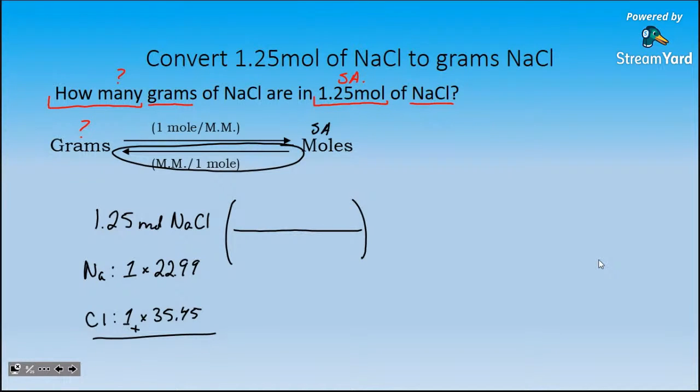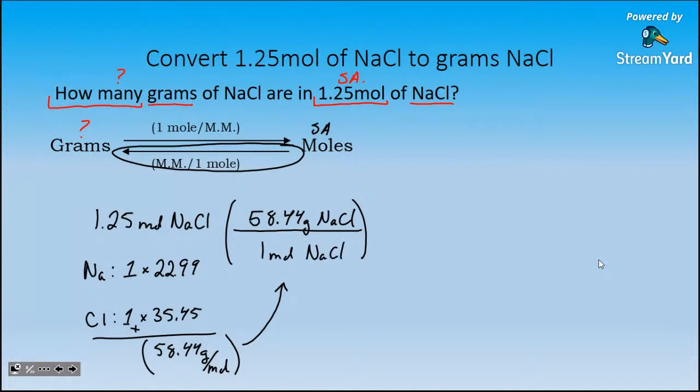And then we'd add them up. So 22.99 plus 35.45, and I get a mass of 58.44 grams. Again, because it's a molar mass, that'd be per 1 mole. And as I showed you in a previous example, that's where our conversion factor is coming from. And we get to leave it as is, 58.44 grams of sodium chloride per every 1 mole of sodium chloride. This way, our units of moles cancel. That would leave us with units of grams sodium chloride, which is what the question is asking for.